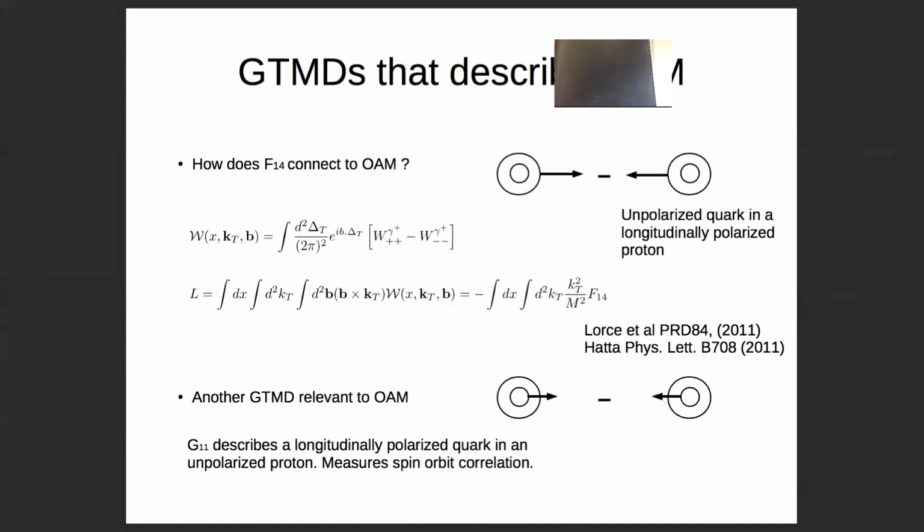Can I ask a quick question? Yes. So this W(x, kT, b), you say it's a GTMD. Where is the difference to the Wigner function? So this is the Wigner function. Okay. It's actually good. This is the GTMD, and you Fourier transform from it, and I have the Wigner function. Okay. Perfect. Understood. Completely happy. Okay.